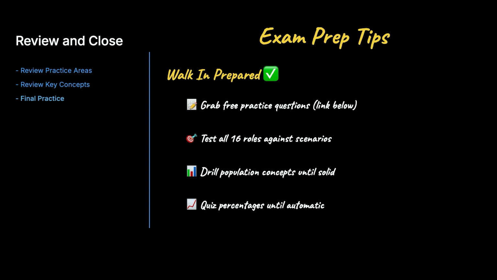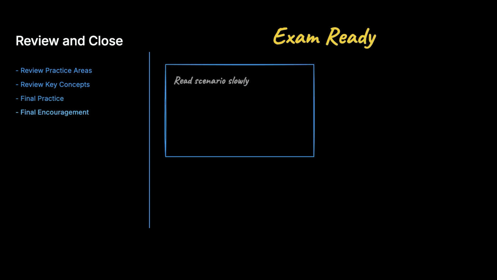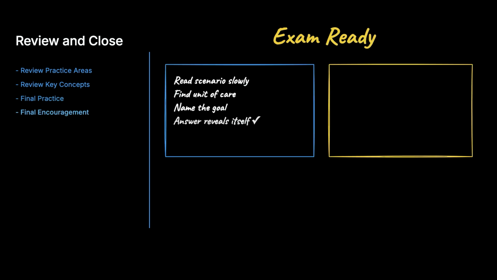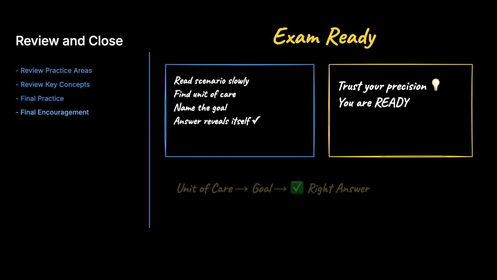Test the 16 roles against scenarios. Drill the population concepts and quiz yourself on the percentages until they feel automatic. You now hold the full foundation for community and public health nursing. Read each scenario slowly, find the unit of care, name the goal, and the right answer usually reveals itself. Trust the precision you built today.